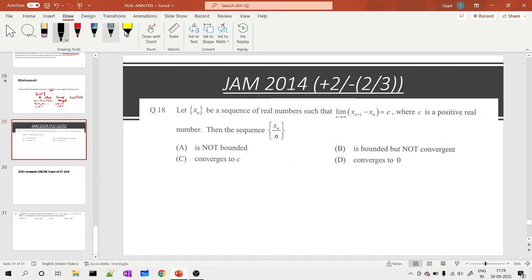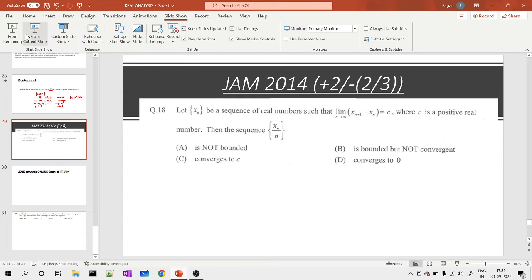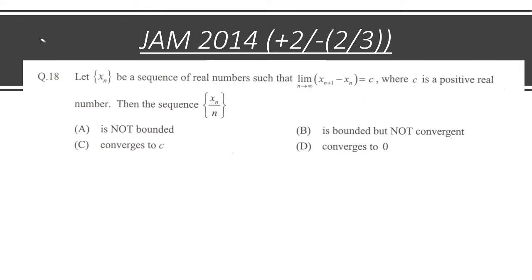In this video I'll be talking about this previous year question of IIT JAM. The question was asked in 2014. It has +2 if you answer it correctly, and -2/3 if you answer wrongly. We have to select the one correct option out of the given.